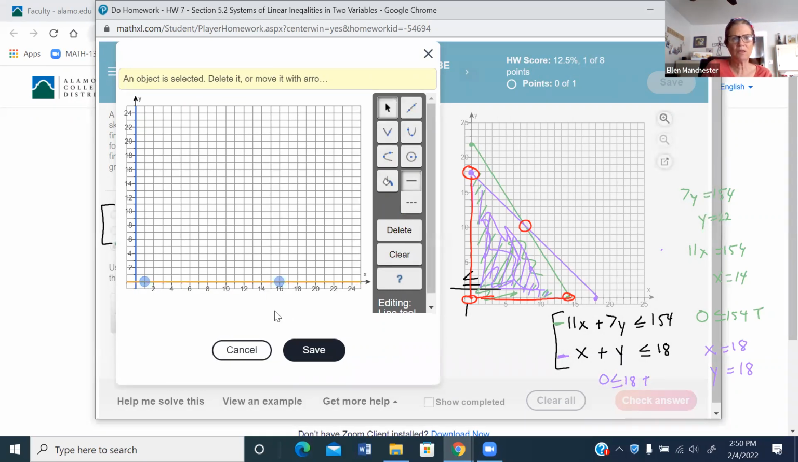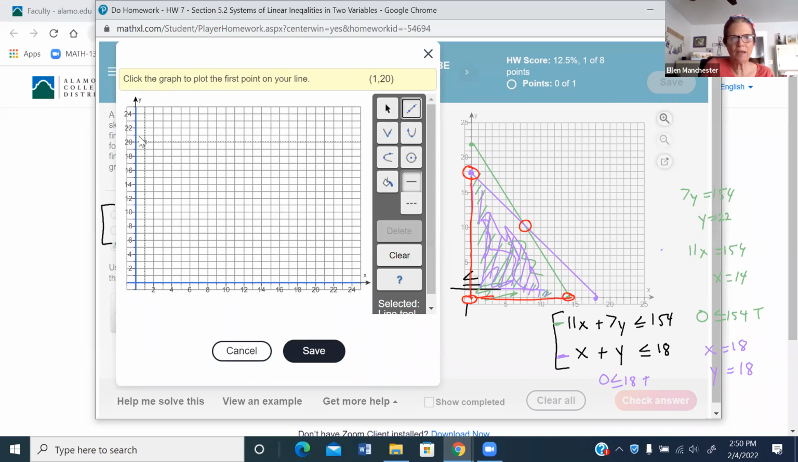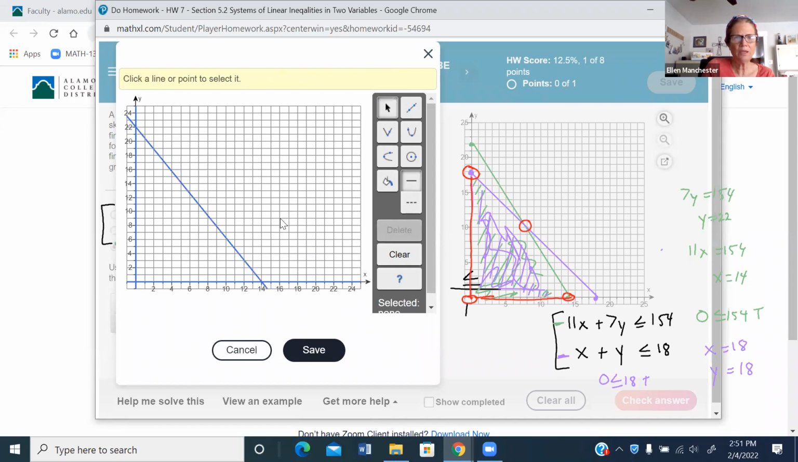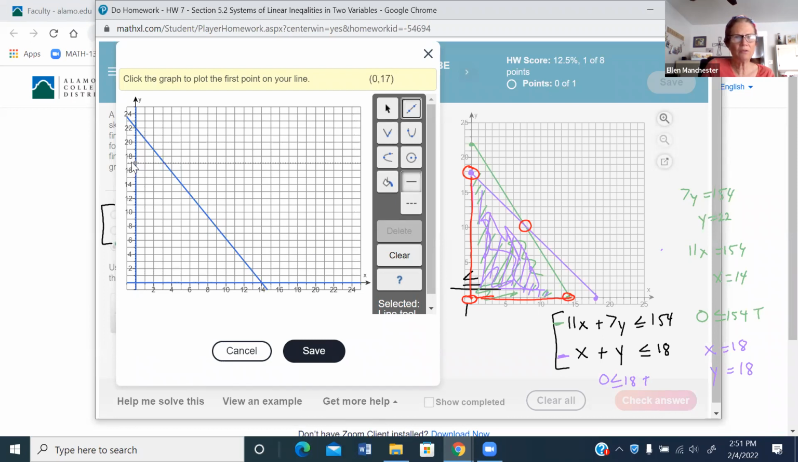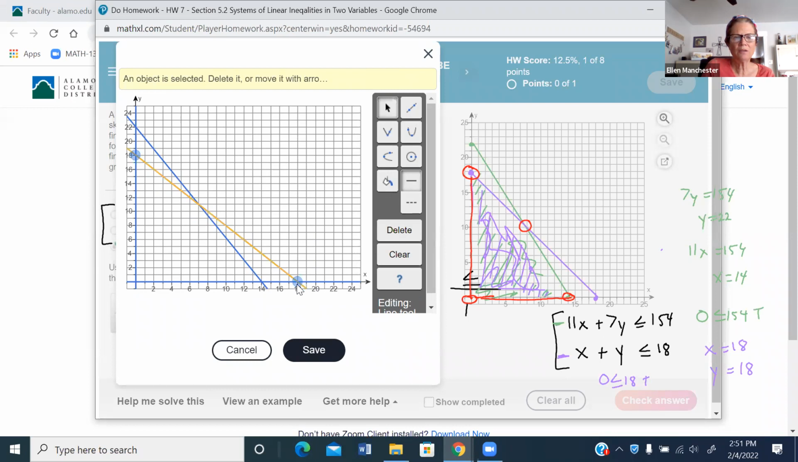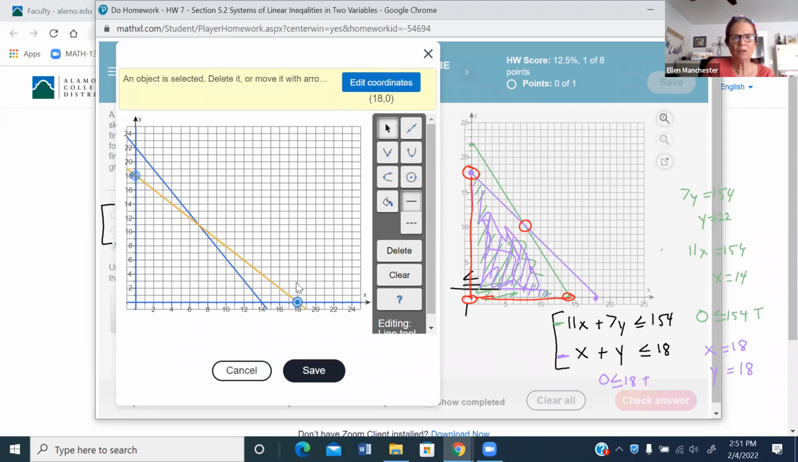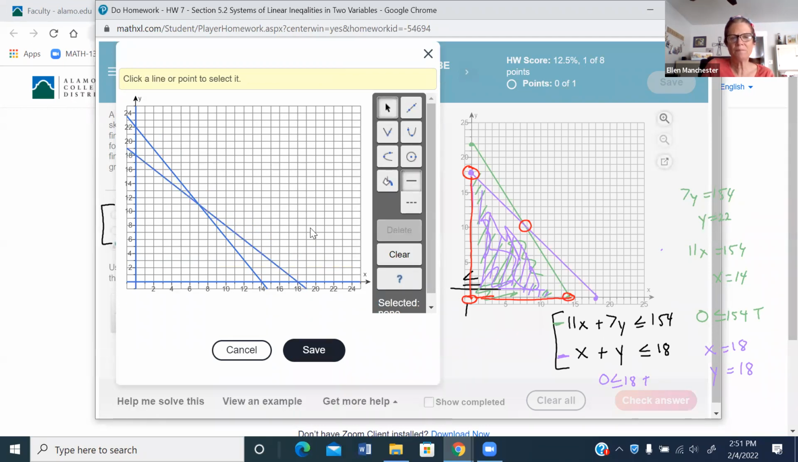Click again, becomes blue. Now I'm going to graph my two lines. The green line, I had a point at 22 and 14. Click again, makes it blue. The purple line, I had an intercept at 18 and then again at 18. And again, notice the number that's up here. When I put my cursor there, it gives me the coordinates. Okay, I want to click again.